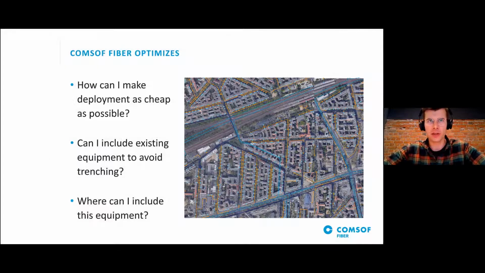A fiber project is very costly. The main cost factor are the civil works, all of the trenching that is needed to place the cables, to place the ducts and connect the homes. Now, a way to reduce that deployment cost is to reuse any existing infrastructure that is available in the area that you're designing. Any ducts or cables that can be reused will reduce the cost of the network significantly. Of course, this adds to the complexity of the design, making it a lot harder for the network planner. But Comsof Fiber is able to handle that easily and come up with a cost-effective solution. Let me show you how this is done in the software.